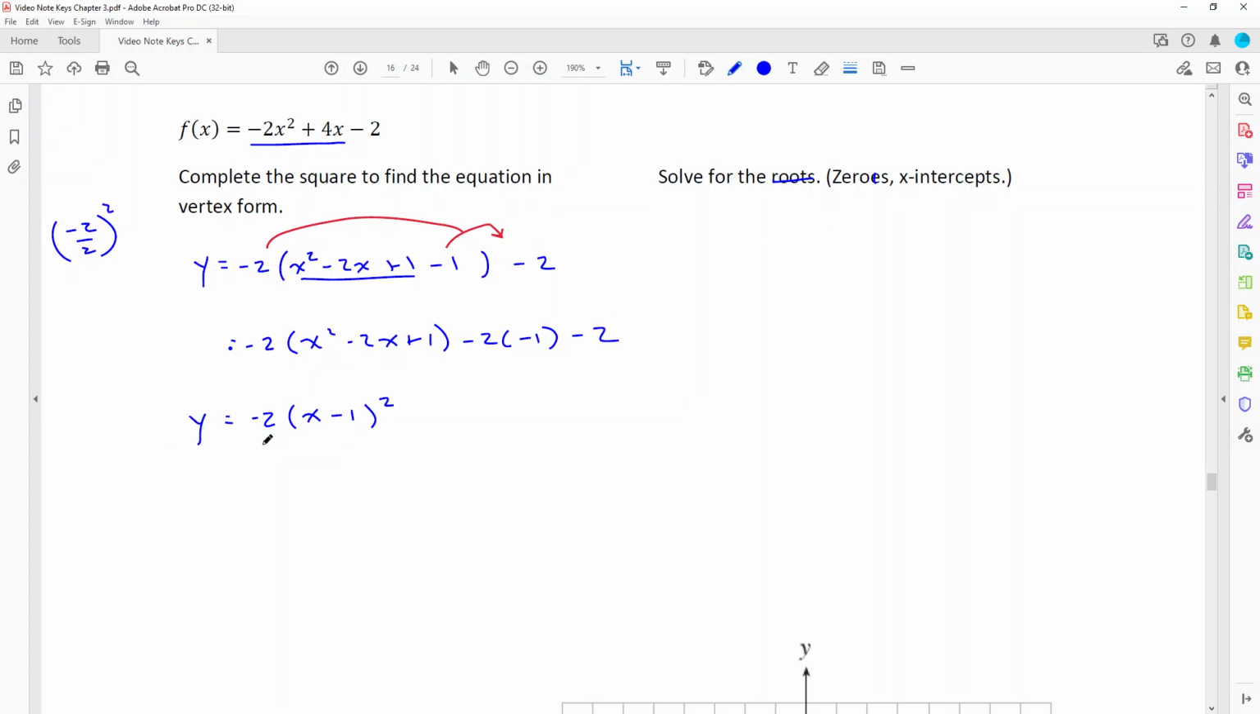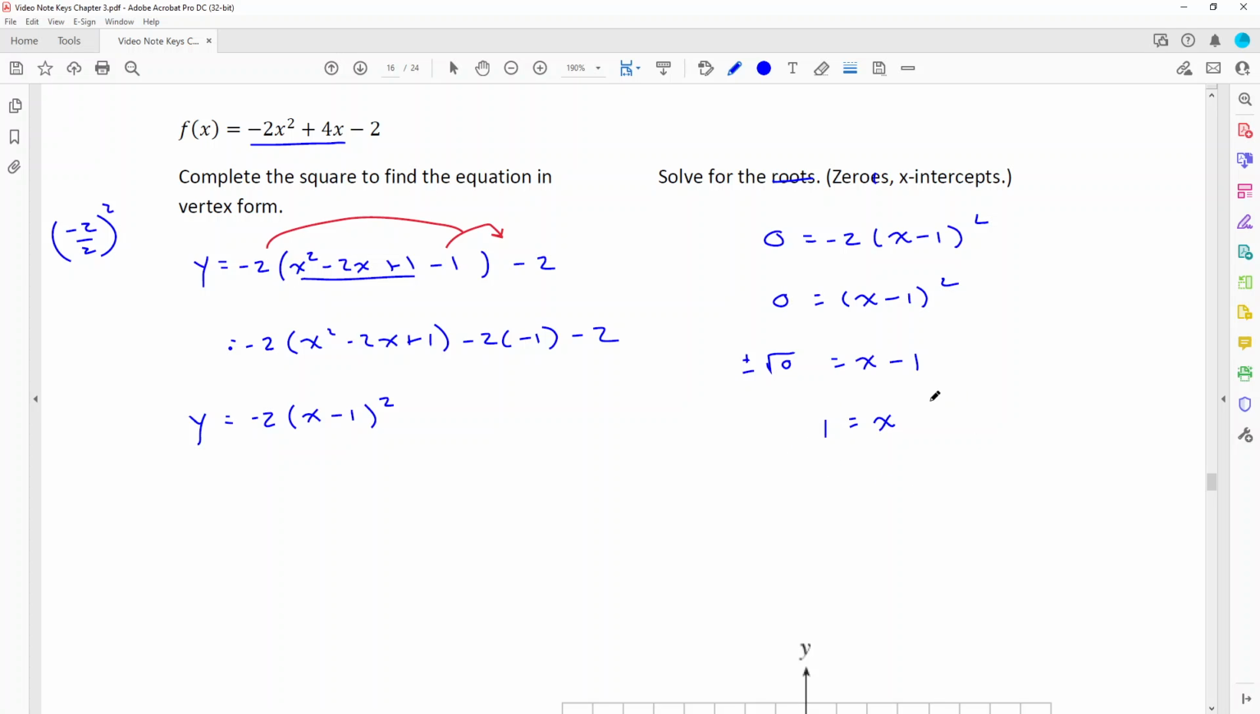So this is y equals, or f of x equals. So I would get 0 equals -2 times x minus 1 all squared. And I'm going to solve for x. So divide everything by -2. Take the square root. Now, square root of 0 is just 0. So I end up with x is equal to 1.